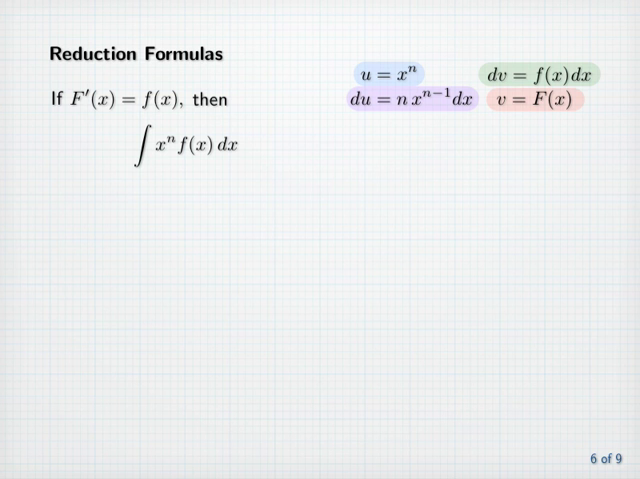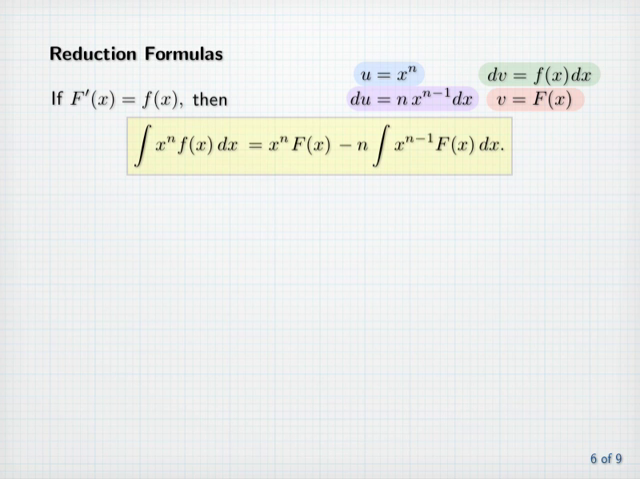And the indefinite integral becomes u times v, or x to the n times capital F of x, minus n times the indefinite integral of x to the n minus 1 times capital F of x dx. We refer to this as a reduction formula because the step of integration by parts, as shown here, reduces the power of x by 1. So if n is a positive integer, we have the potential of being able to use this formula repeatedly until the power of x is 0.